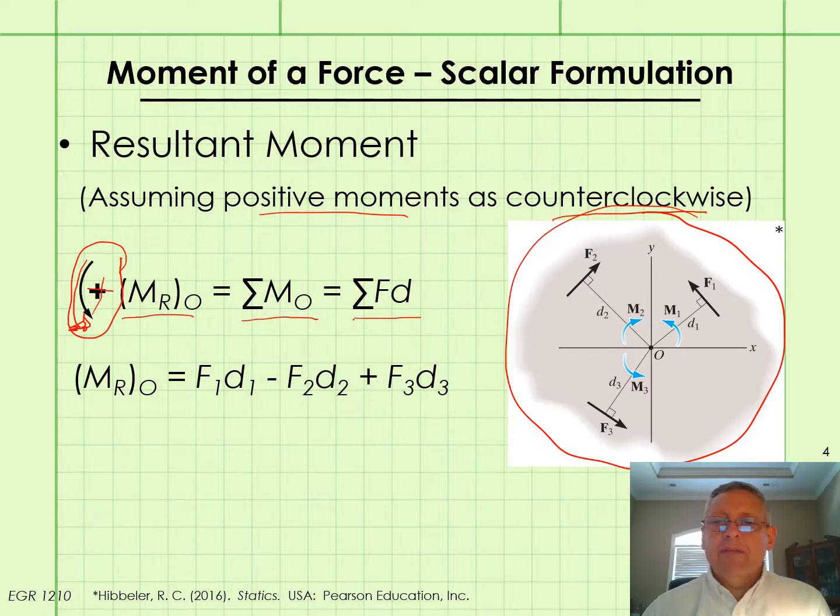Okay, let's look at the three moments in the figure that we're going to sum to create the resultant moment. So the first moment, caused by force F1, is going to be equal to the magnitude of F1 times the perpendicular distance from F1 to point O. F1 tends to rotate counterclockwise about O, so it's positive.